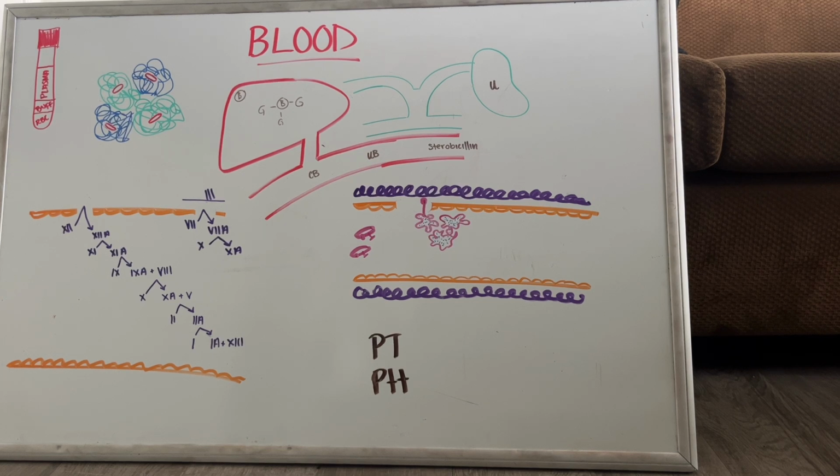When we talk about the extrinsic pathway, it is activated by chemical signals released by damaged tissues outside of the bloodstream. Damage to these tissues exposes tissue thromboplastin. Circulating factor 7 associates with factor 3 and phospholipids exposed by the damaged tissue to form an enzymatic complex. This complex activates factor 10, initiating the common pathway.